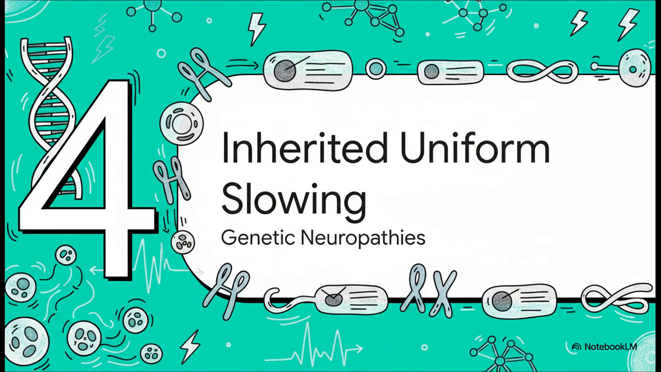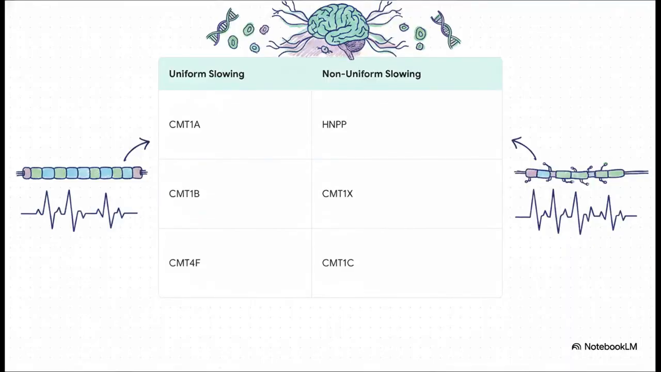Section 4, Inherited Neuropathies and Uniform Slowing. Inherited demyelinating neuropathies are basically conditions where the myelin just doesn't form correctly right from birth, and we can map these out visually to make sense of them. Essentially, genetic neuropathies fall into two distinct camps: those that cause a very predictable uniform slowing across all of your nerves, and those that just completely break the rules, causing random, non-uniform slowing.